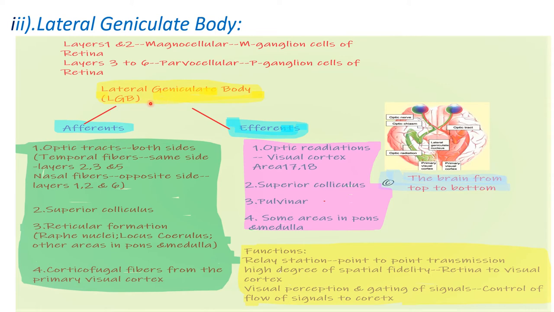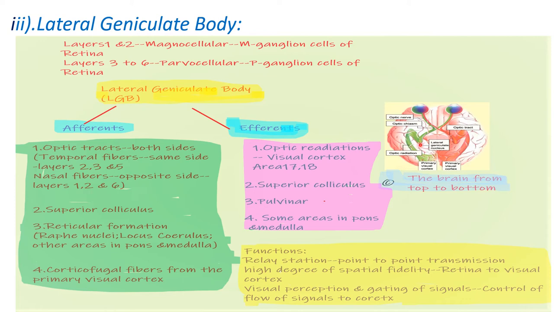in the lateral geniculate body, the representation is very point to point, and the spatial representation is very accurate. It receives fibers from the optic tracts of both the sides, especially the temporal fibers of the same side, which relay in layers 2, 3 and 5, and the nasal fibers of the opposite side, which relay in layers 1, 4 and 6.